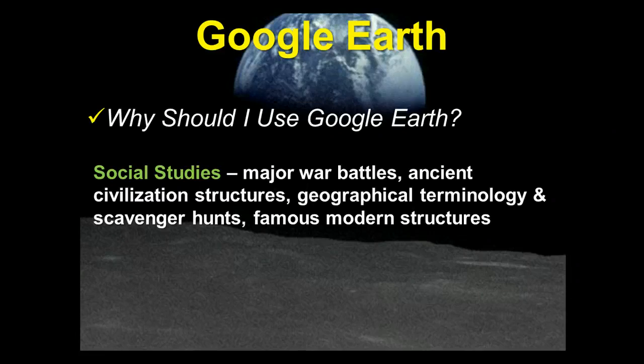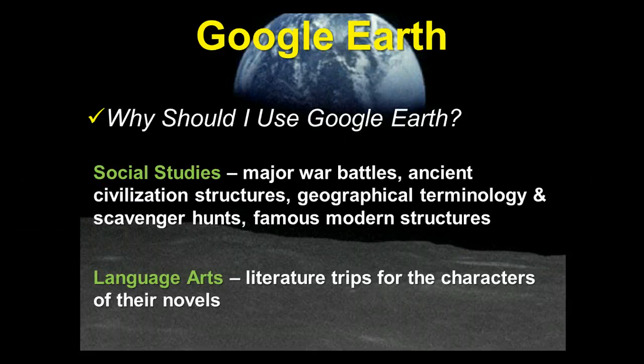History is the same way. Major war battles can be identified, ancient civilization structures, places like the Great Wall of China, Machu Picchu, the Great Pyramids of the Giza Plateau. You can identify geographical terminology, you can do scavenger hunts with it. You can identify famous modern structures like the man-made islands out in Dubai, or you can identify the Eiffel Tower, the 9/11 Memorial. There's tons of things that can be found on Google Earth.